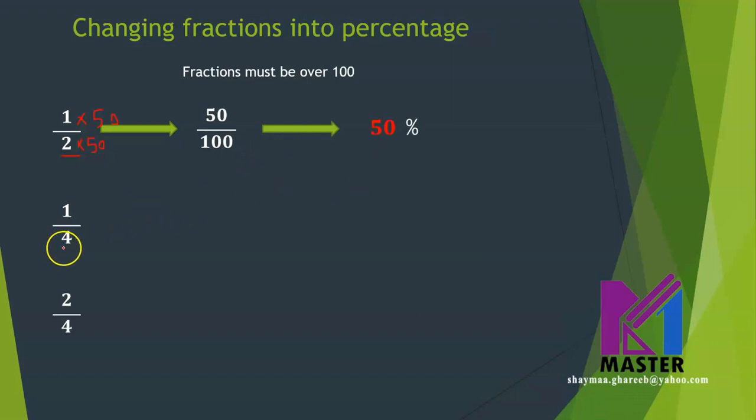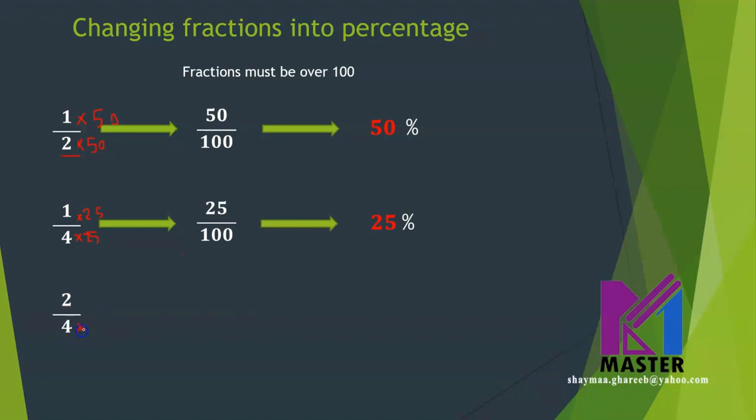Is this clear? Now let's try the quarter. I have a denominator of 4. How to change the 4 to be 100? By multiplying by 25 up and down. So 1 times 25 will give 25, and 4 times 25 will give me the 100 that I want. So it will be 25 over 100, which means 25 per 100 or 25%. Okay, is this clear?